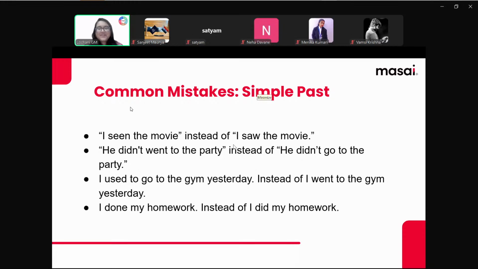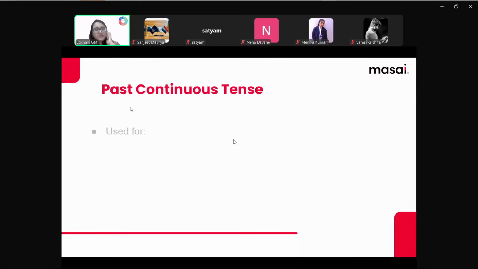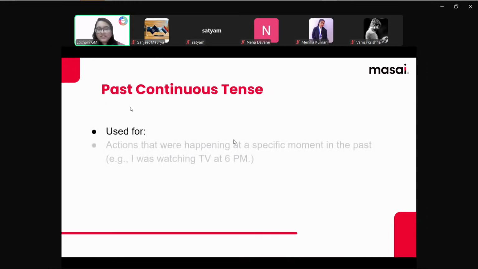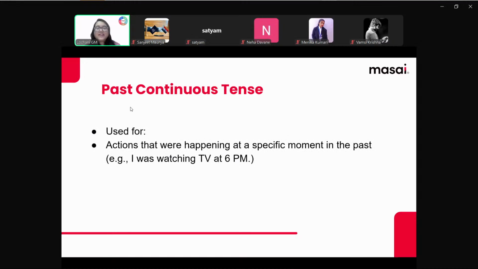Okay, awesome. So let's now move on to the past continuous tense. Now, what is this past continuous tense? Past continuous tense is used to talk about actions that were happening at a specific moment in the past, right? For example, yesterday afternoon, what were you doing or what was happening? So, at a specific point of time in the past, if you want to talk about something that was going on, there you use the past continuous tense.